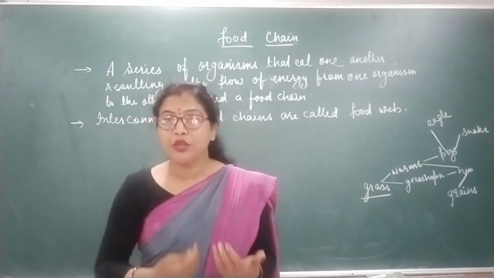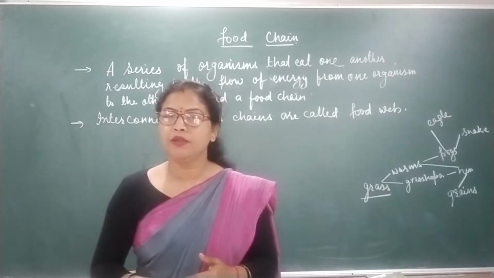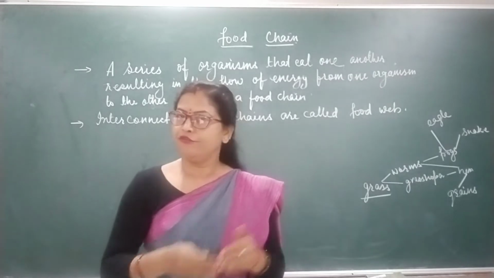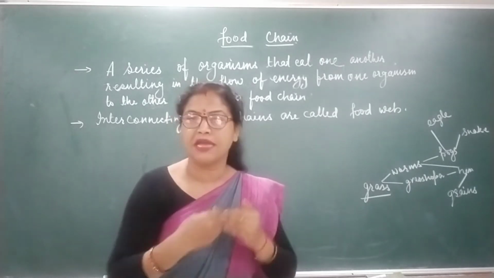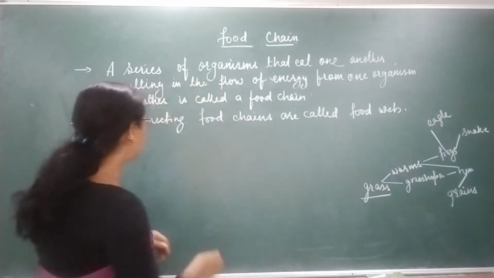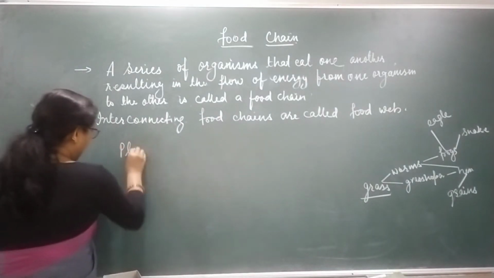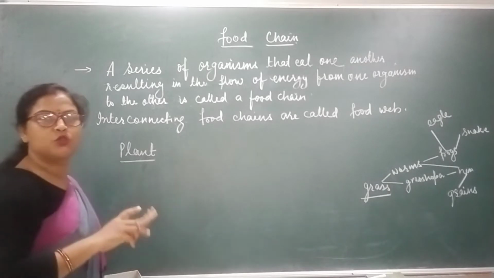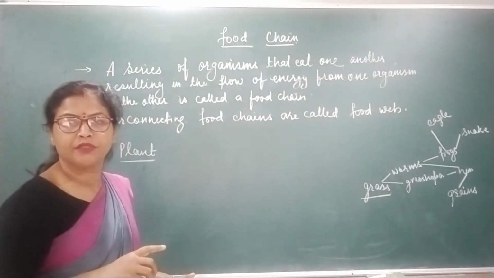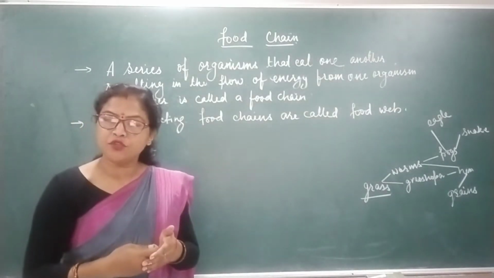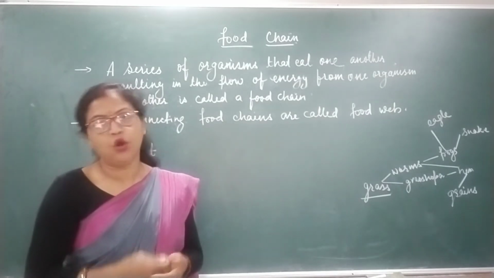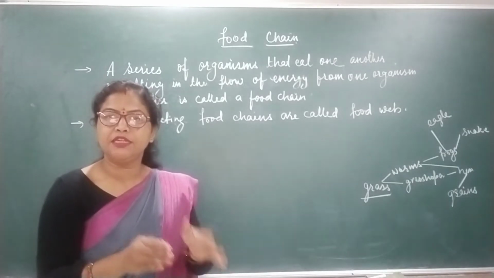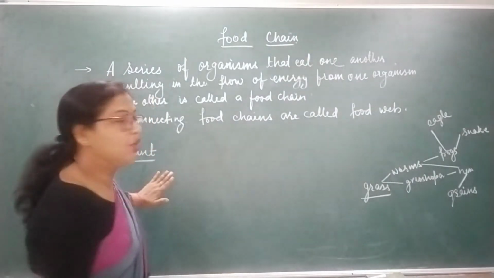Then from where do we get this food? There are different sources of food. We get the food from organisms or plants. And this is the plant. This is the plant which is the ultimate source of food, we can say. Either carnivores or herbivores or omnivores are directly or indirectly dependent upon the plants.